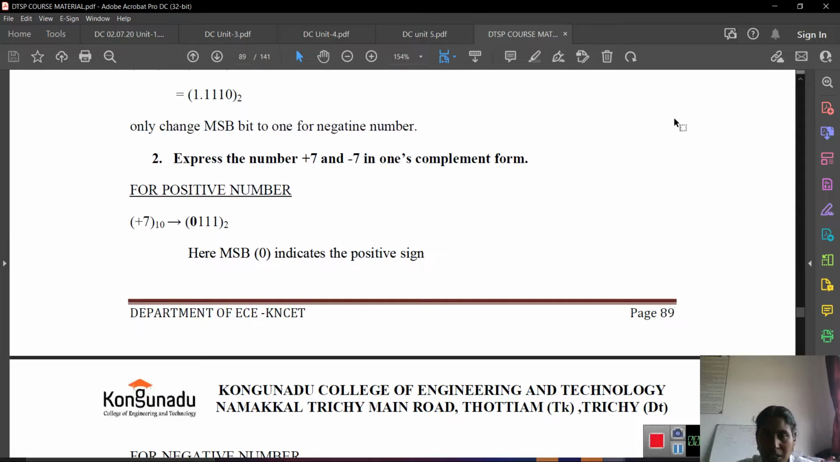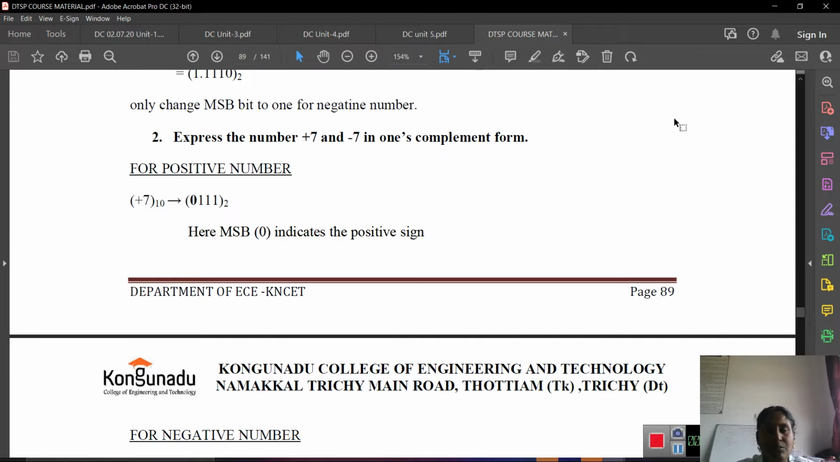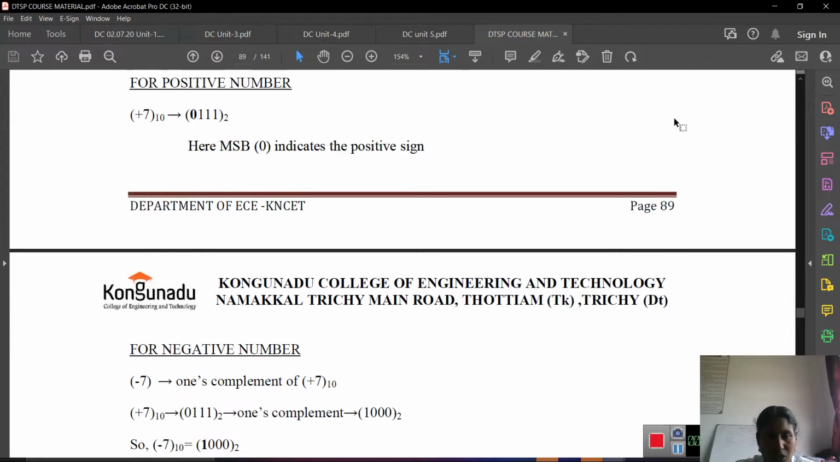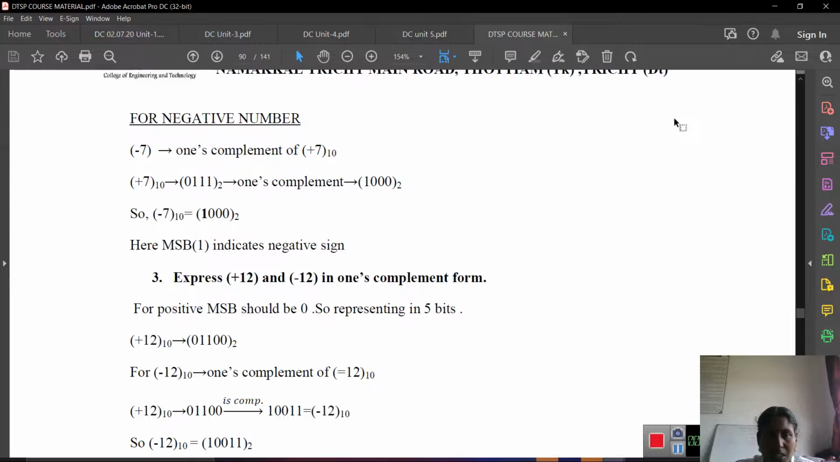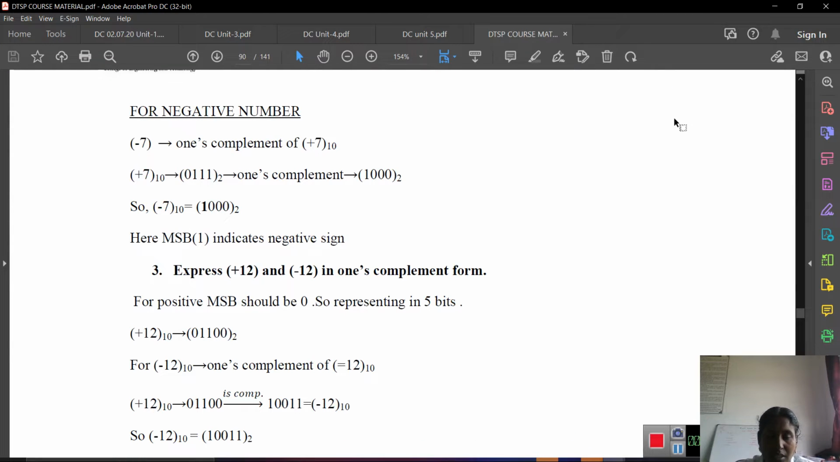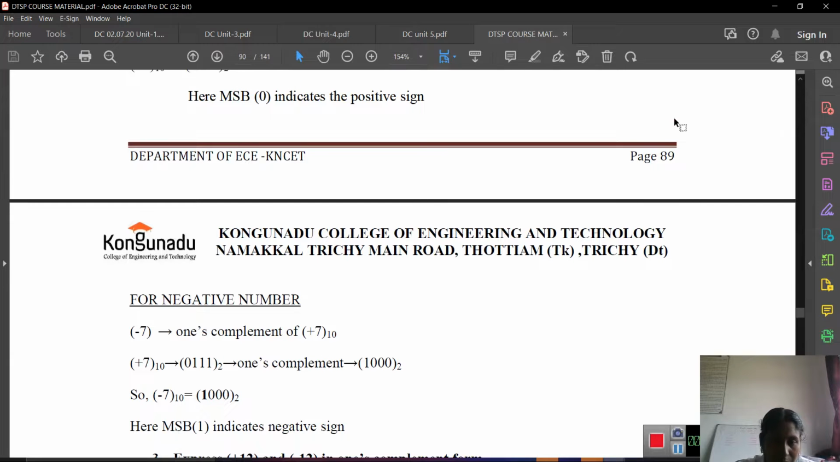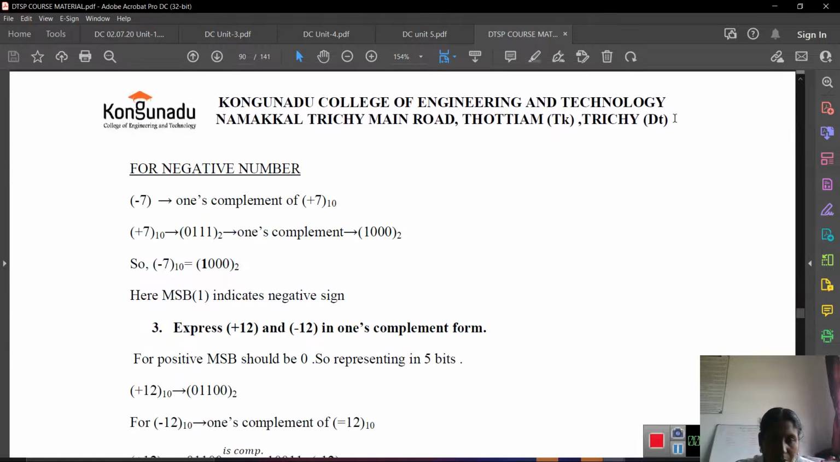So, likewise we express the numbers plus 7 and minus 7 in 1's complement form. Plus 7 is 0111 of 2, where the MSB must be 0 to indicate the positive sign. For the negative sign, minus 7 is 1000 of 2. That is the difference: for the positive number we have 0111, and for the negative number 1000.